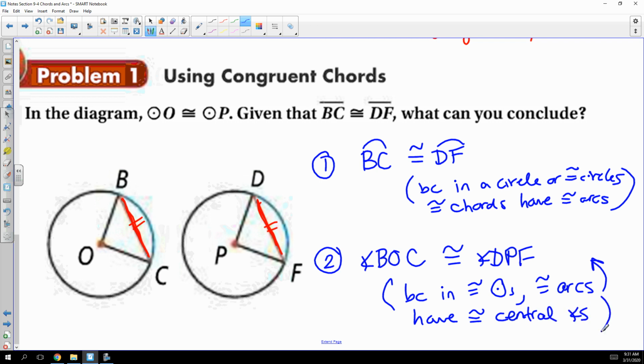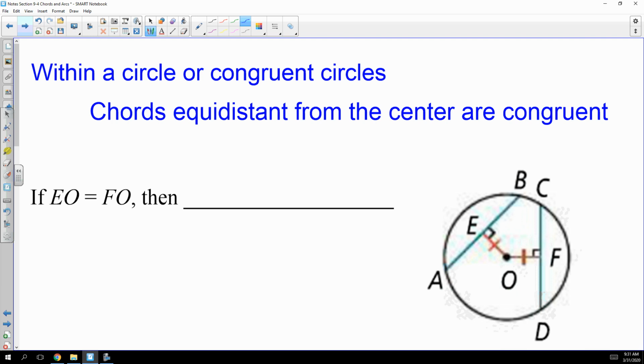Okay. All right, moving on to the next page. And lastly, within a circle or congruent circles, chords that are equidistant from the center are congruent. I'll say this is lastly, but it's not. Remember that equidistant means the same distance away from, right?